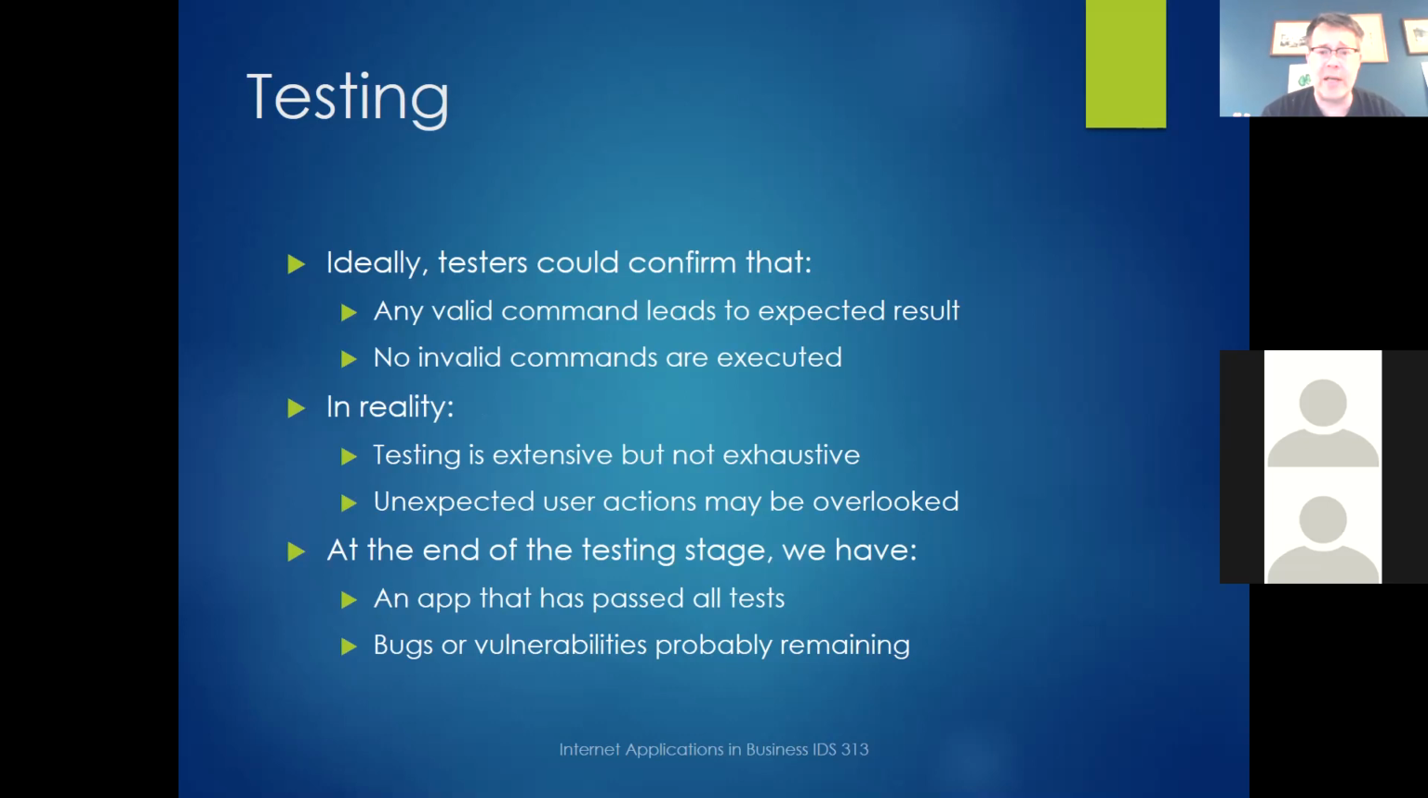But the idea is, at the end of the testing stage, you have an app that you feel is pretty solid. It's at least passed all the tests, so there shouldn't be any major gaping flaws in it. But yeah, chances are there are still some bugs or vulnerabilities remaining, right? So it would not be true to say the expectation at the end of testing is that you've absolutely fixed everything and nothing can possibly go wrong. It's just good enough to be released for ordinary use.